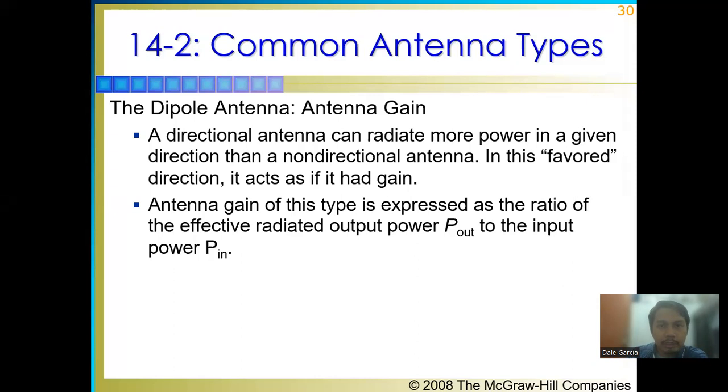So a directional antenna can radiate more power in a given direction than a non-directional antenna. In this favored direction, it acts as if it had a gain. So when we say antenna gain, again, it doesn't exactly mean the same way we use the word gain in an amplifier. Here, I think it's better to use an illustration.